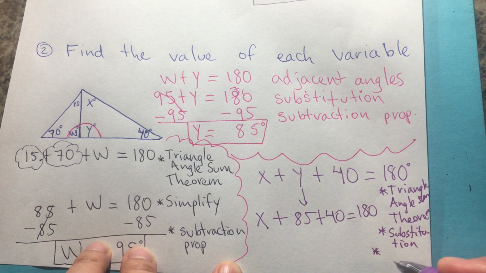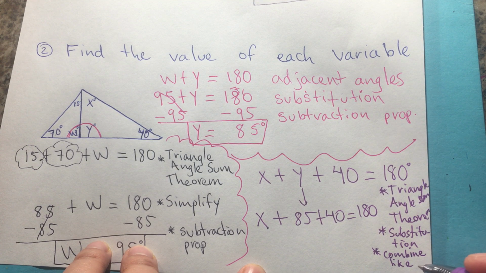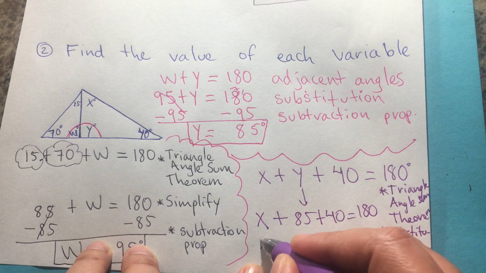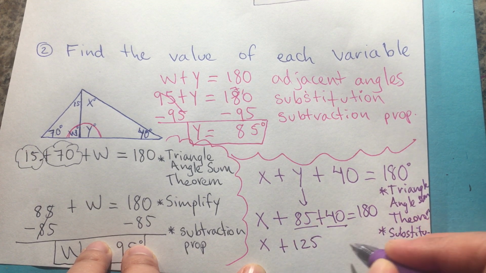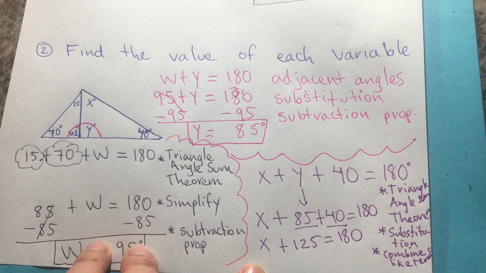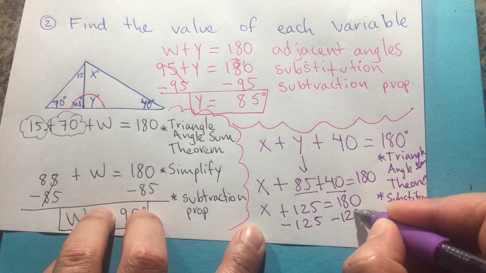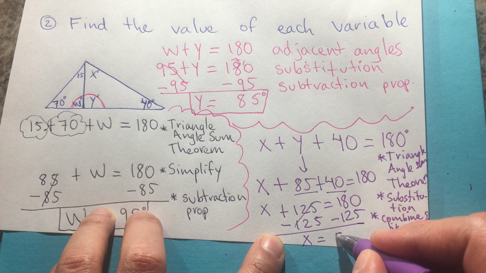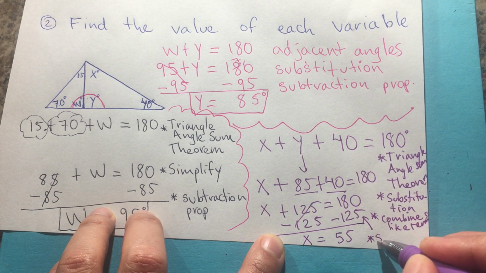The next step is combine like terms, or as we said before, simplify, right? And so I get x, these are the like terms, we get 125 equals 180. I subtract 125 from both sides, and so x is equal to 55. This was the subtraction property.